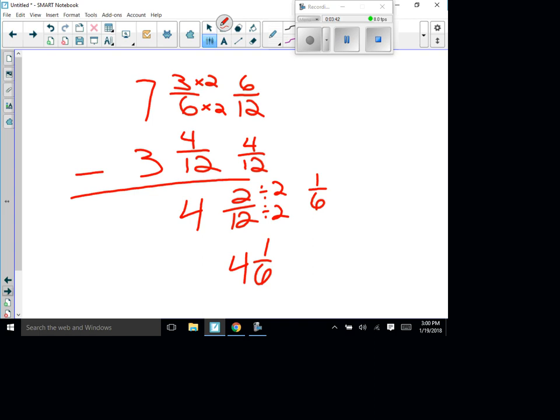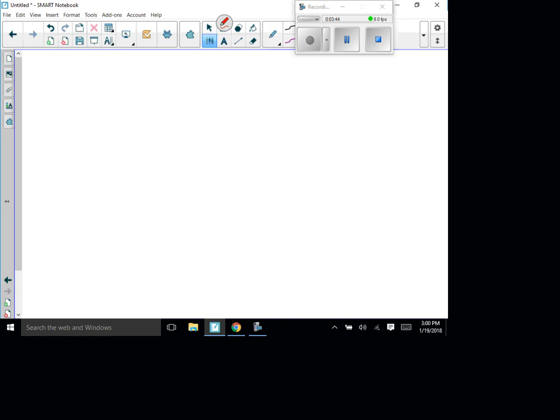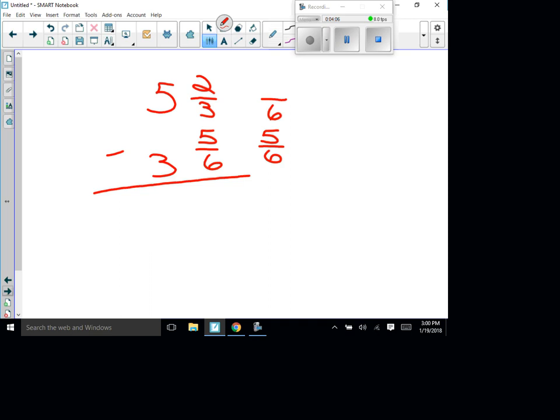Okay? Now, let's go on to the tricky part. The tricky part is this one. We have 5 2/3, and we're subtracting 3 5/6. And most of you are going to say, this is easy. All I do is find the common denominator. It's 6. So this 5/6, I'm just going to move over here. This one turns to 6. So that's times 2, this times 2. And then there we have our problem. Because we have 4/6 minus 5/6, and we cannot do that.